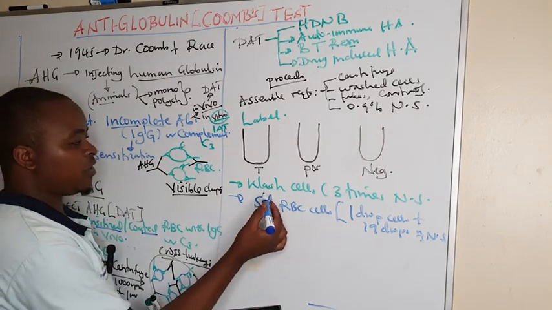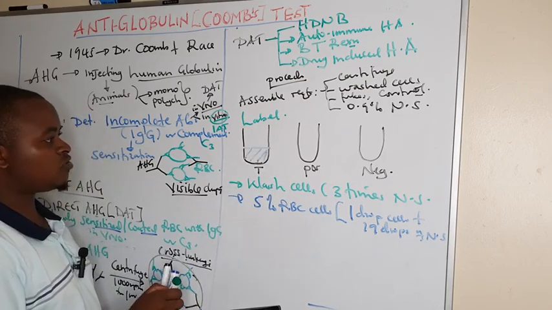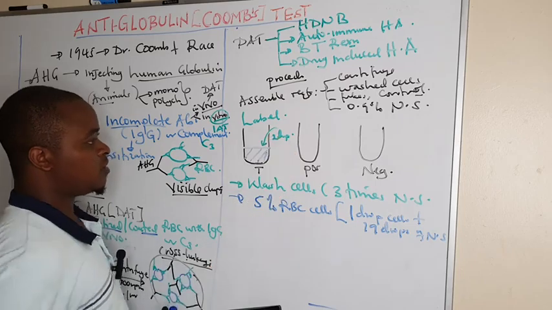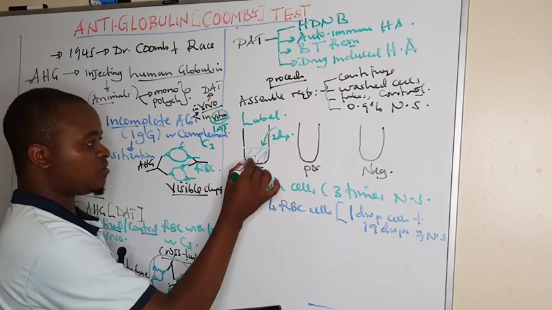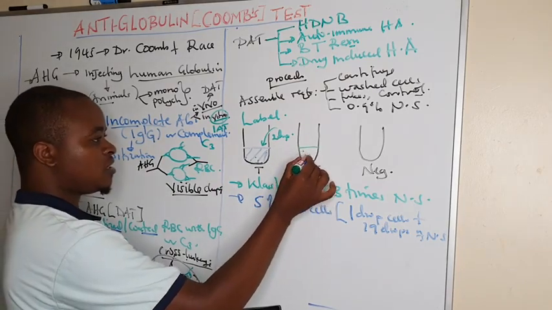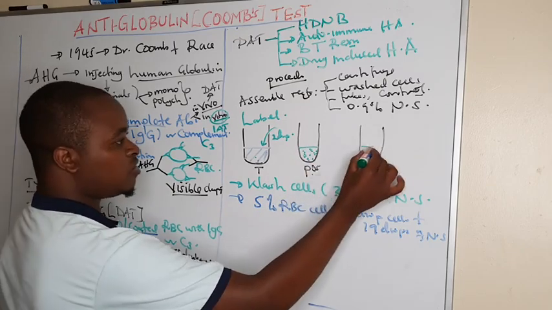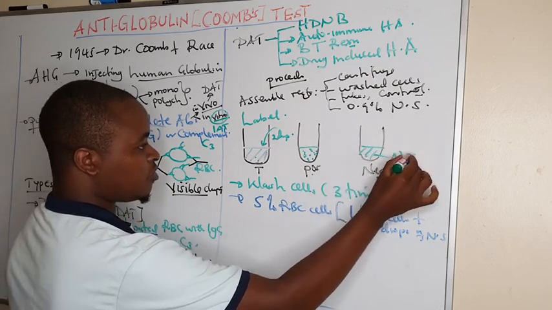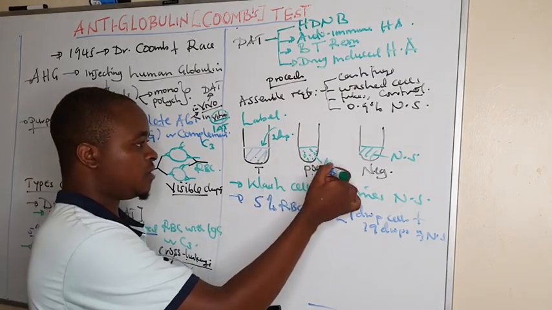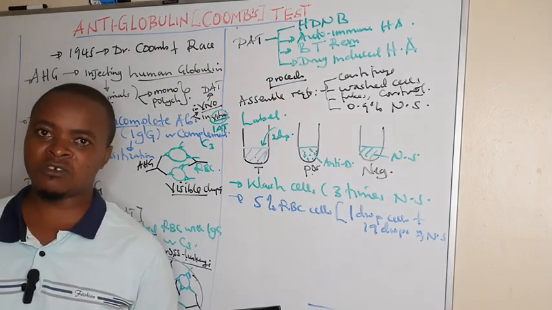After preparing, we are going to get 2 drops. You come and put 2 drops of 5% red cell into the tube for the test. Then for the positive control, you put anti-human anti-D globulins. Then here you put normal saline. Negative control can be normal saline. Then here you put anti-human globulins. You put anti-D. Anti-D can work as a positive control.